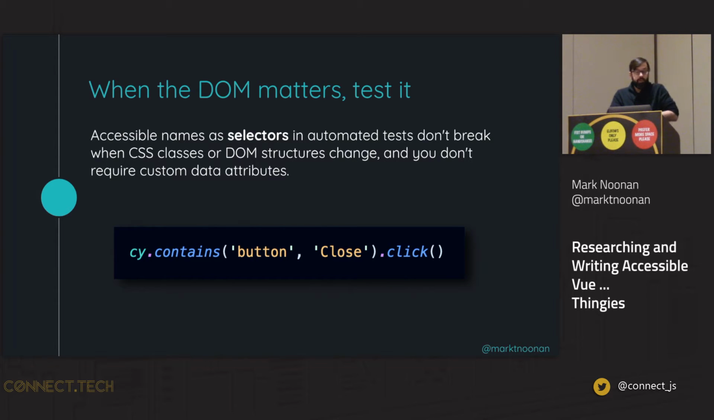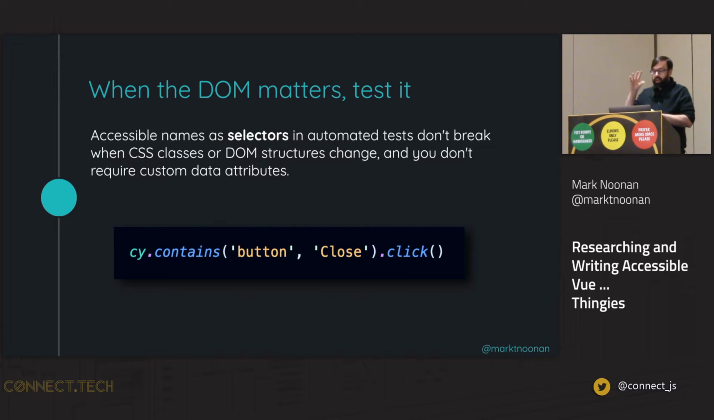So this brings us to when the DOM matters, test it. We're going to look, as part of our example application, at a bug that we can fix with a test, or that we can test for. But basically, here's an example of a single line of a Cypress test that finds a button labeled close and clicks it.